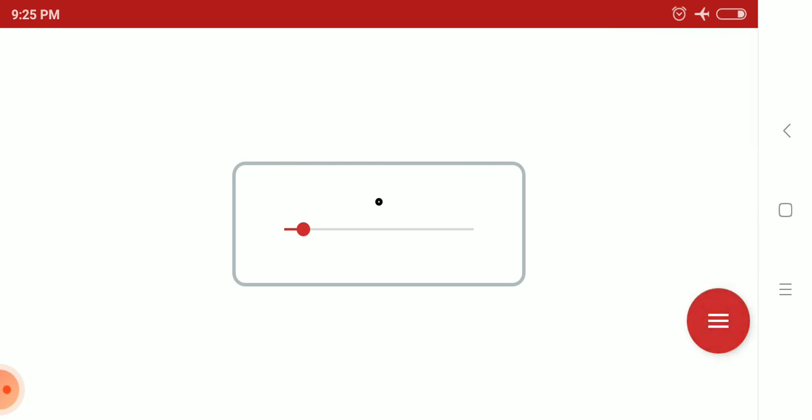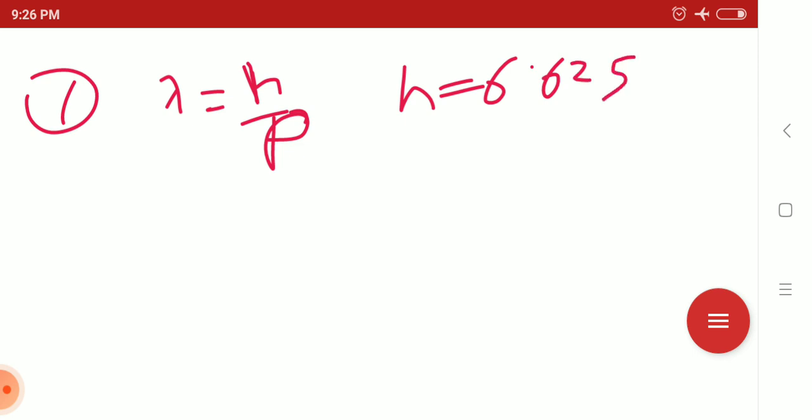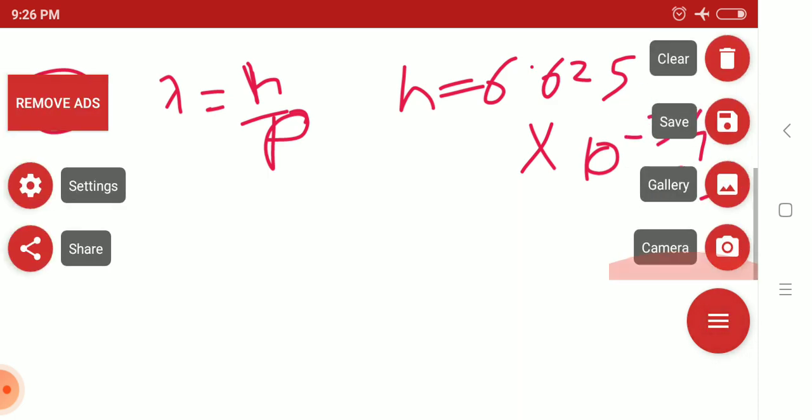So today we will discuss different aspects of de Broglie wavelength. This will be very helpful for all the students. The first formula we know is de Broglie wavelength lambda equals h by p, where h is Planck's constant, with value 6.625 into 10 to the minus 34 joule second.